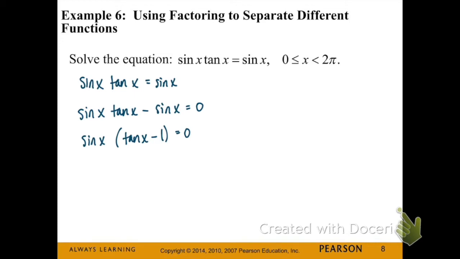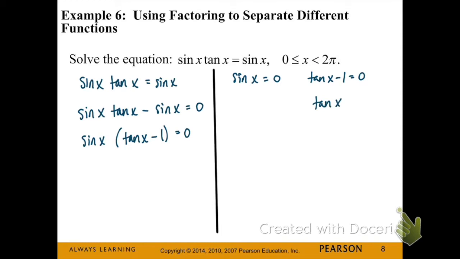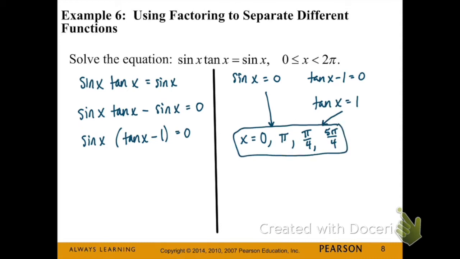At this point, we can use the zero product property like we've been doing in previous examples. We'll set sine of x equal to 0 and tangent of x minus 1 equal to 0 and solve. So y is equal to 0 whenever we're at the radians 0 or pi, and tangent of x equals 1 at the radians pi over 4 and 5 pi over 4.